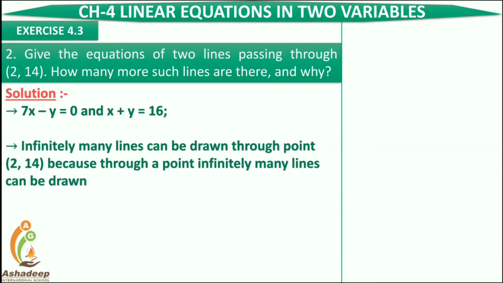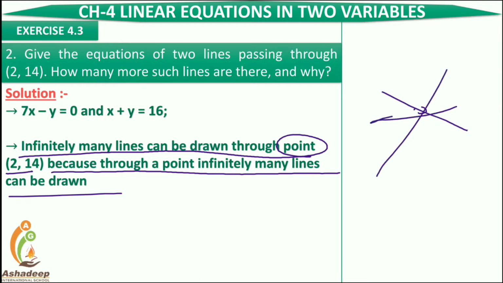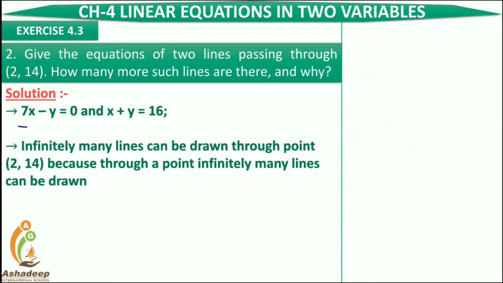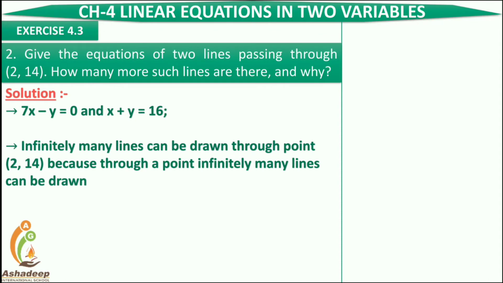See how many such lines you can write down. Infinitely many lines can be drawn through a point that we know, because through a point infinitely many lines can be drawn. See, there is a point, right? This is the point. Infinitely many lines can be drawn from a single point. Therefore we can write down infinitely many solutions for this.